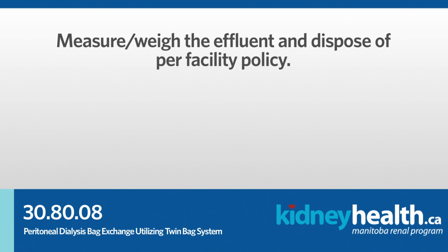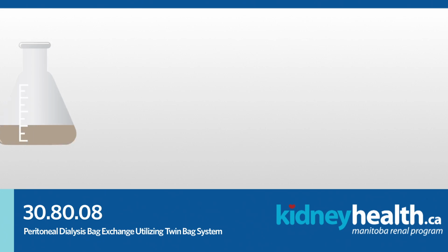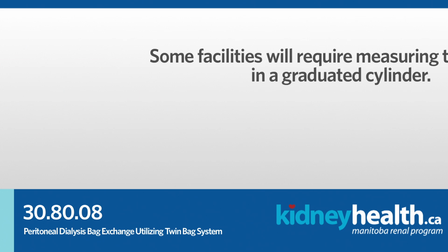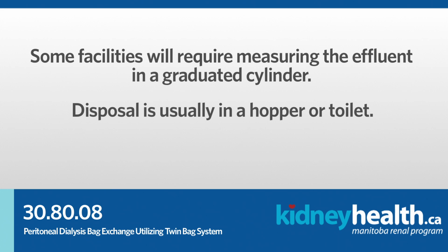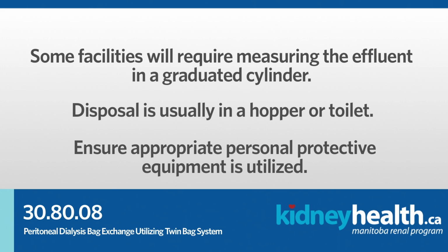Measure or weigh the effluent and dispose of per facility policy. Some facilities will require weighing the bag to approximate the volume of effluent. 1 milliliter of effluent fluid is approximately 1 gram of weight. Some facilities will require measuring the effluent in a graduated cylinder. Disposal is usually in a hopper or toilet. Ensure appropriate personal protective equipment is utilized.